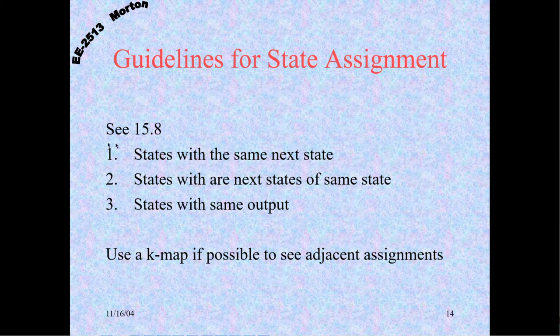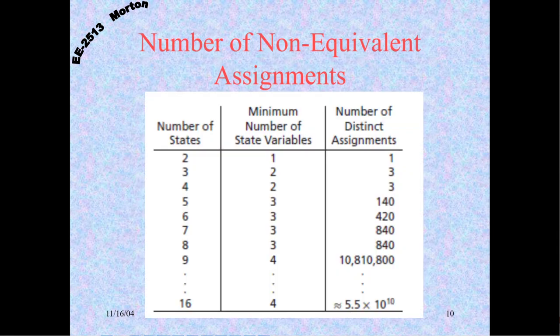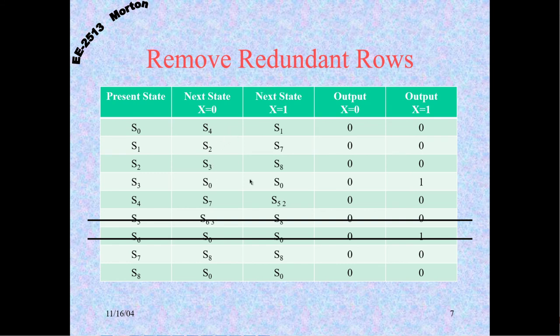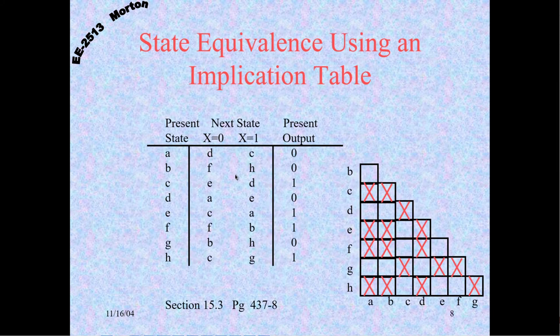So here are the rules. Two rules have to do with our flip-flop equations, and one has to do with the output. States that have the same next state should get adjacent assignments. All right, so let's look at that. What would be an example of that? Where's a good example? This is maybe not good. How about here? We'll look at this one. So A has D and C.